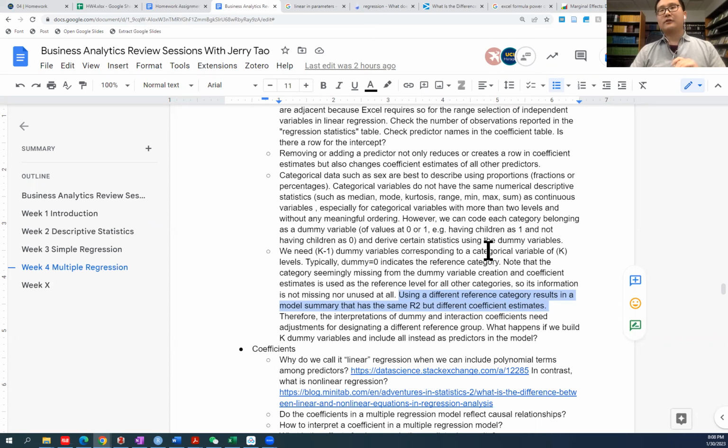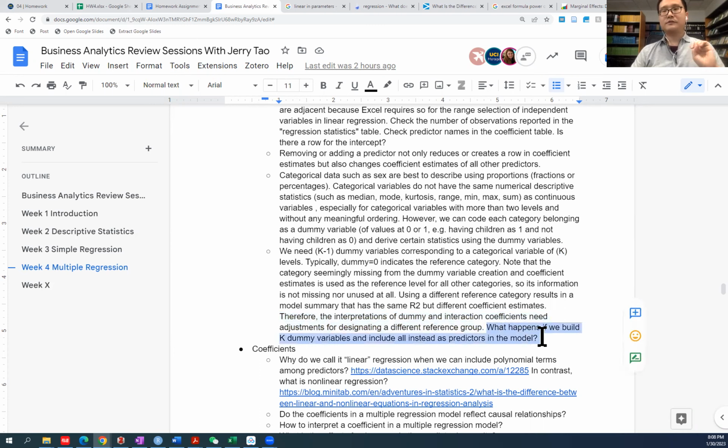For a categorical variable with k levels, you could choose any of the k levels as the reference group. Therefore, the interpretation of the dummy and interaction coefficients would be different between these different models with different reference groups. However, the model predicting power would be the same because they share the same R².